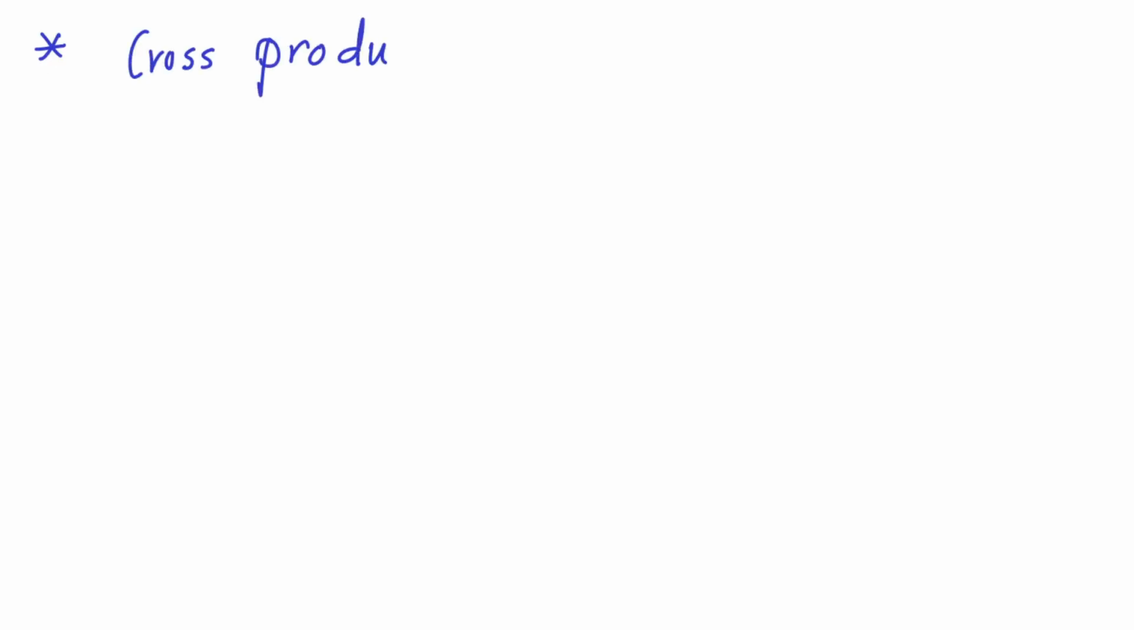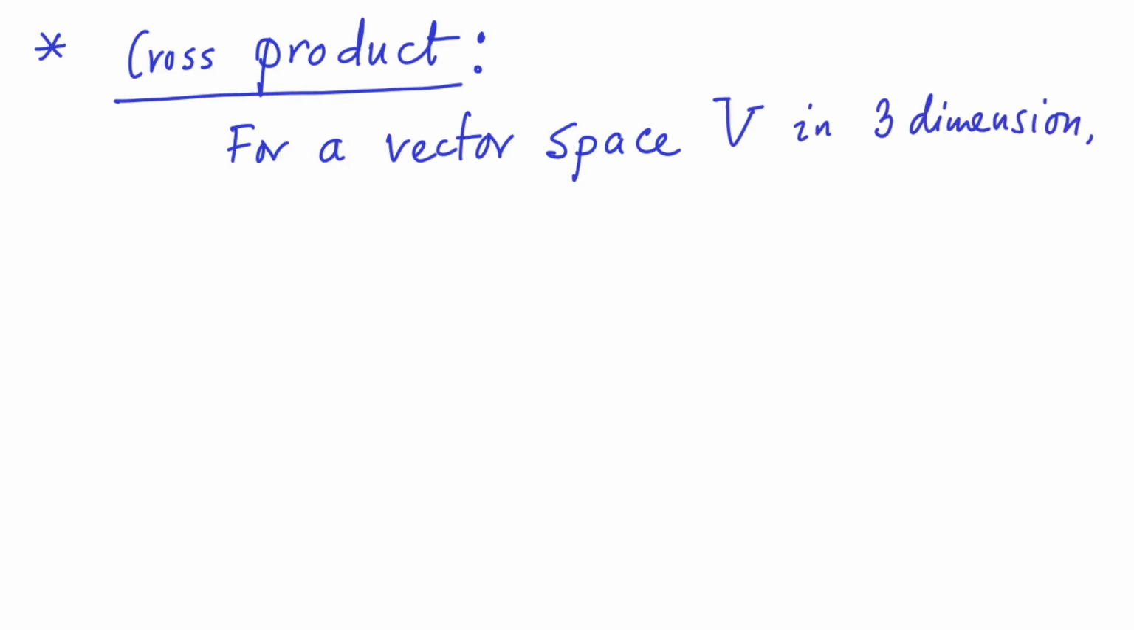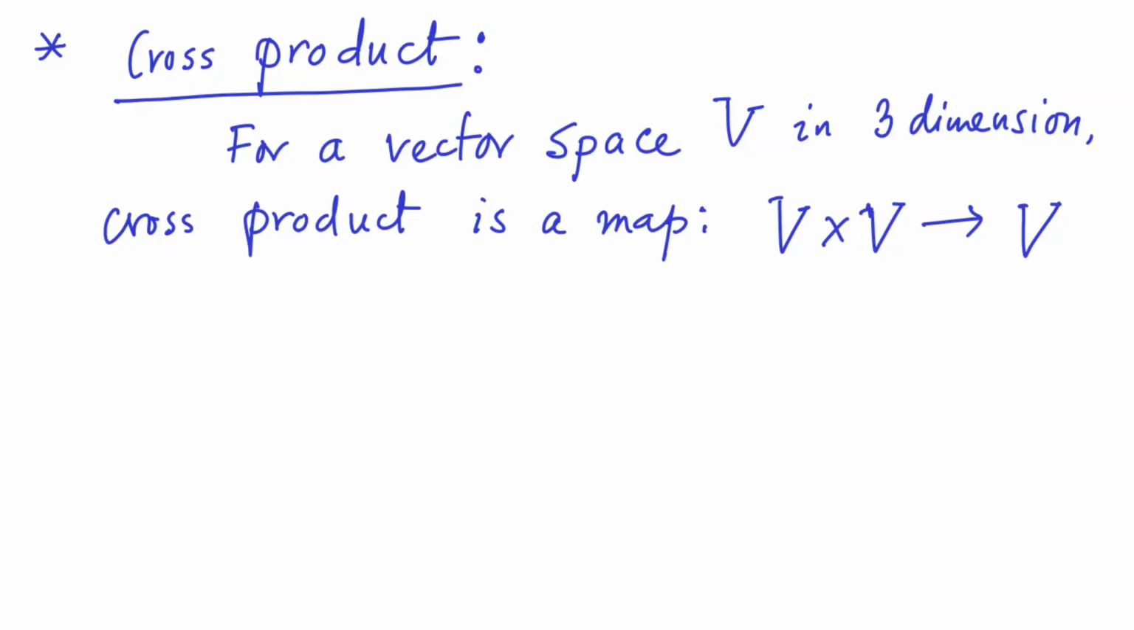Let us now introduce the concept of cross product. Let me emphasize this point: the cross product can be defined only in 3 dimensions. For a vector space V in 3 dimensions, the cross product is a map which takes 2 vectors and gives a vector. Unlike the inner product, where the resultant quantity is a scalar or a number, the cross product takes 2 vectors as input and gives you 1 vector as output.